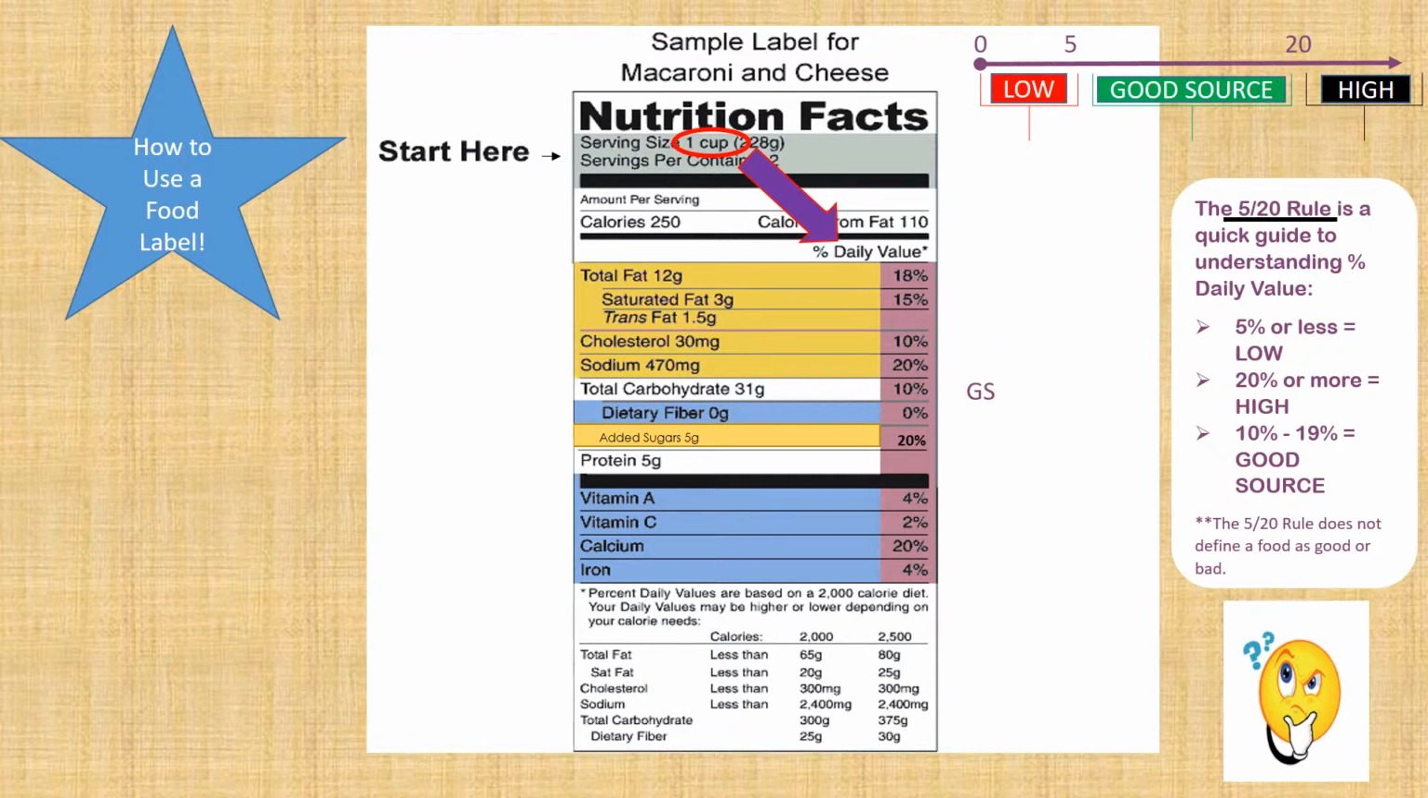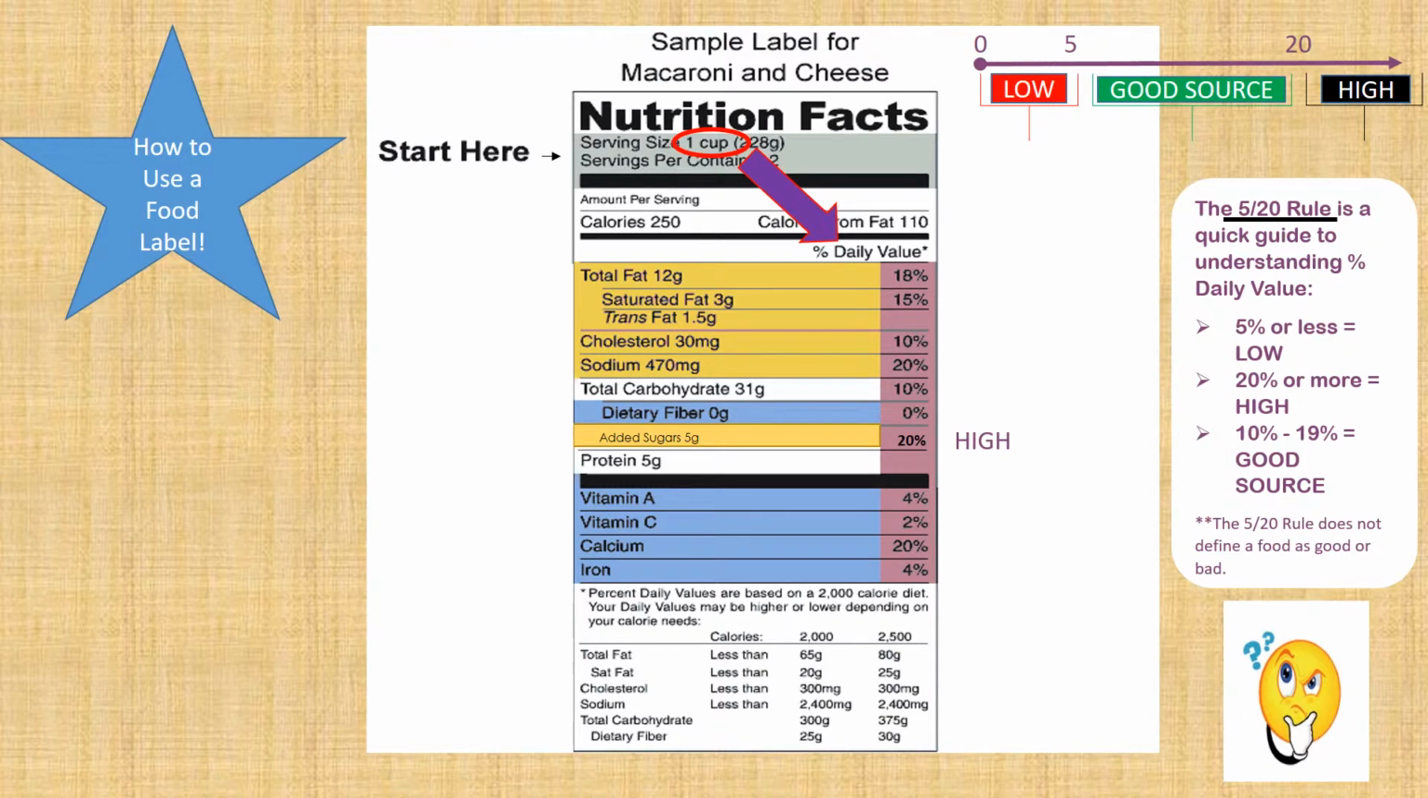And then we can look at fiber, which is at 0. Now take a look at the number line, and we can see that the nutrient amount in this food is really the lowest it can possibly go. And so we know that that one's low. Looking at added sugars, you can see that's at 20%. And so tell me what that means. That's right, it's high as well.